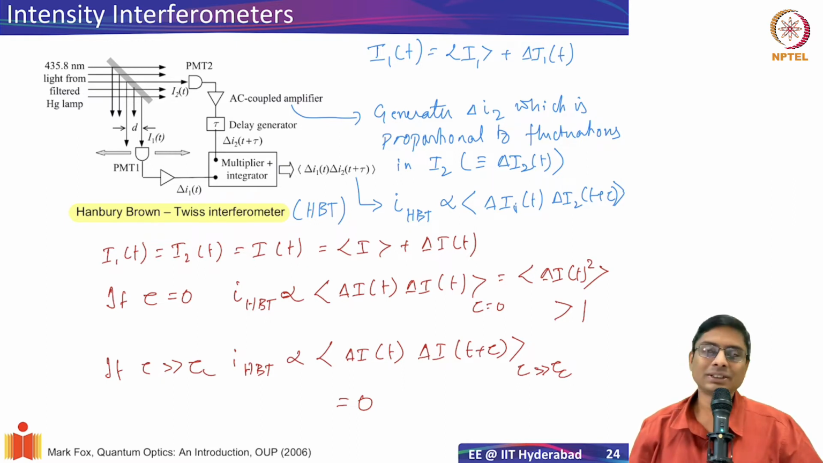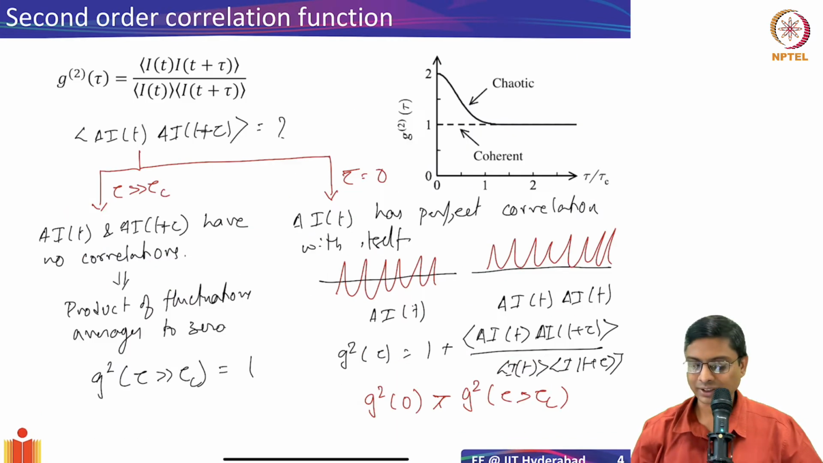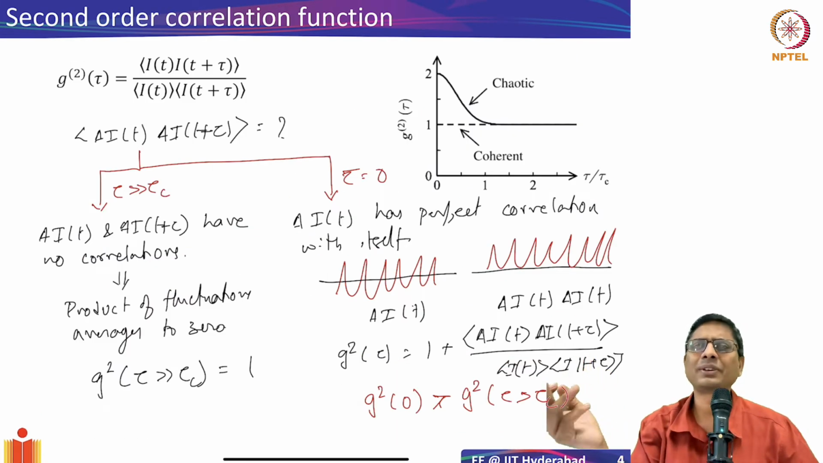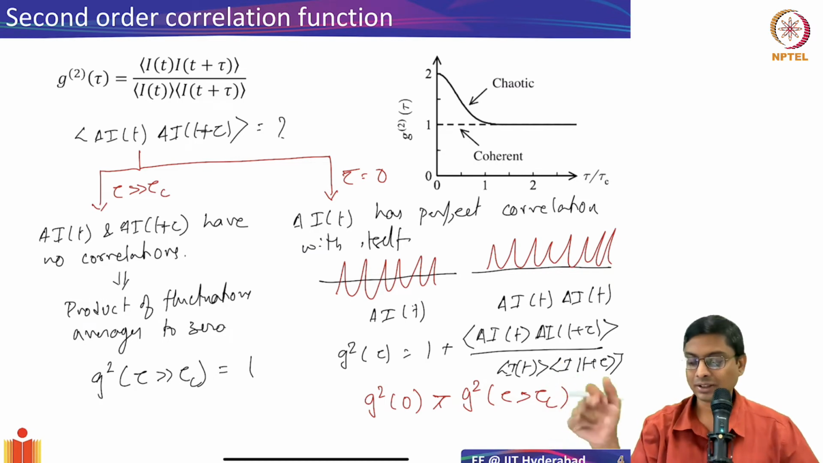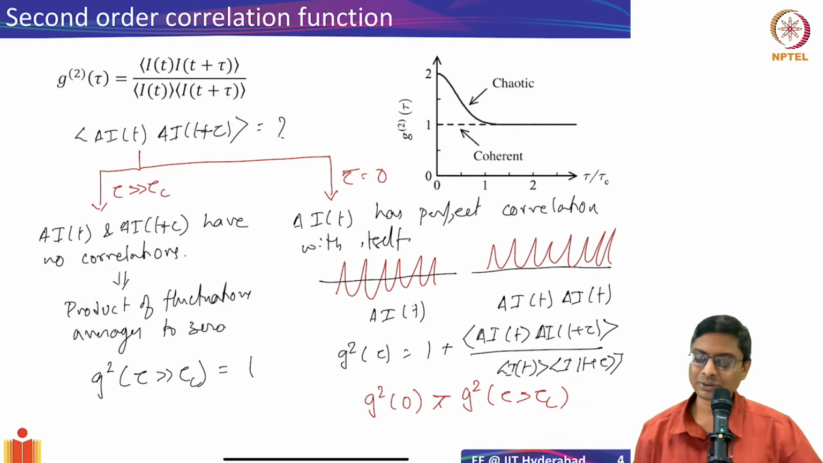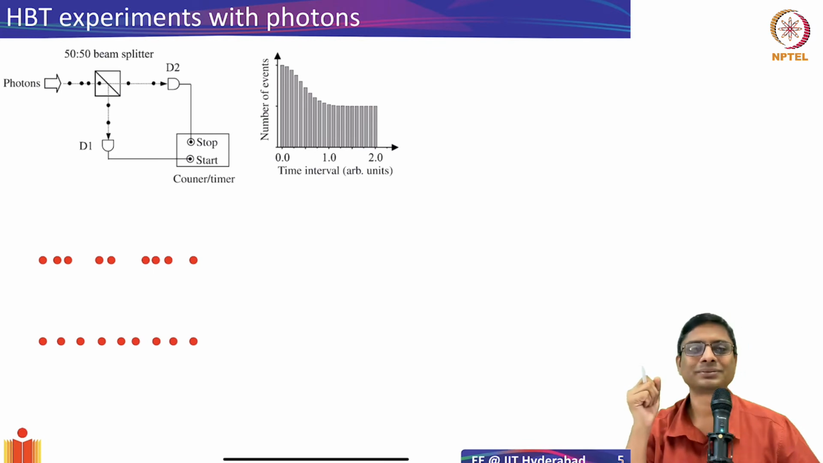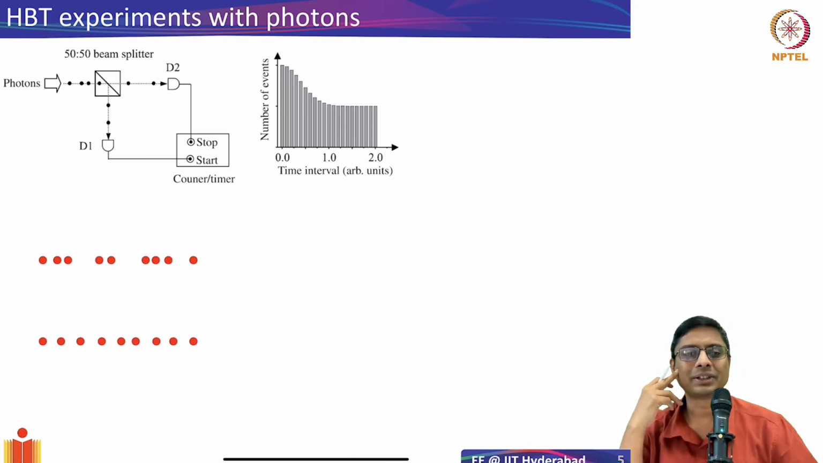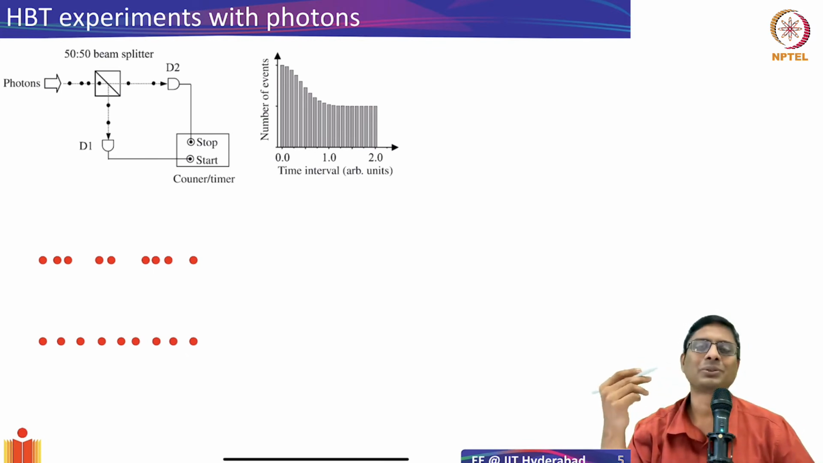So this is about the classical case. So far, we have not talked anything about the quantum picture. We just considered the electromagnetic wave with some intensity and some fluctuations. But now what happens when you have a quantum source? What happens when you have, let's say, a stream of photons?